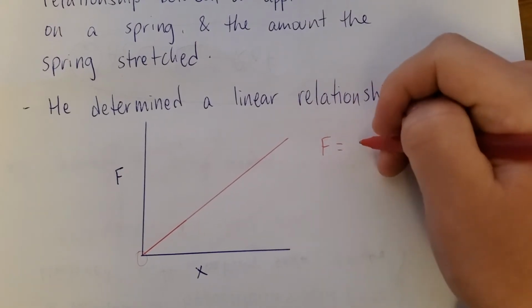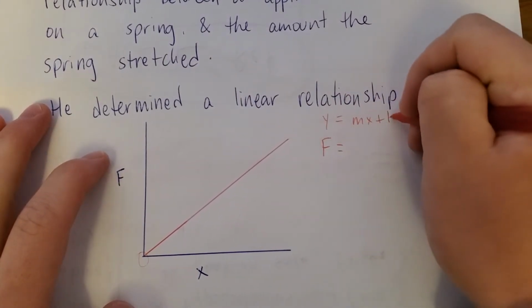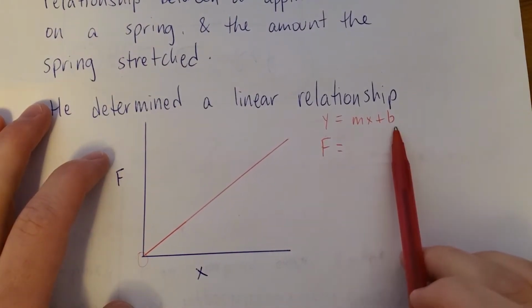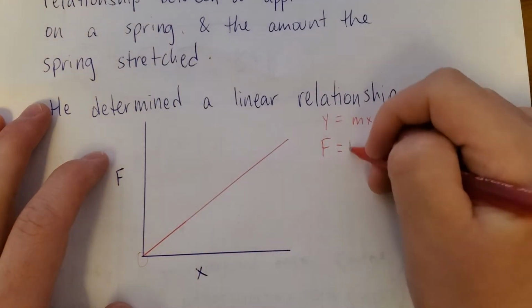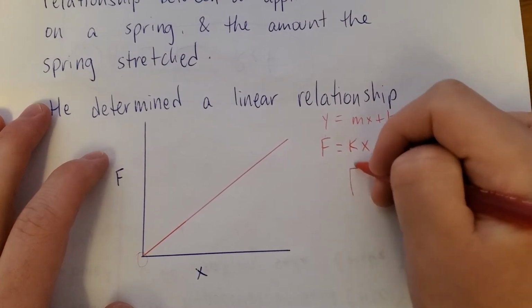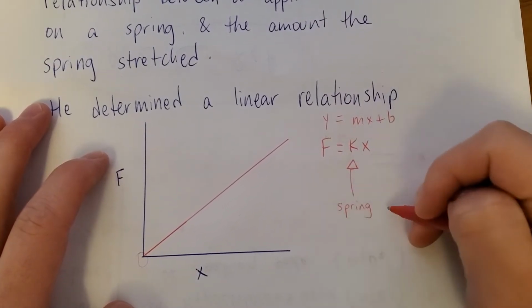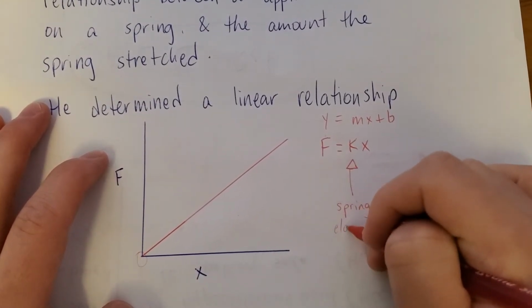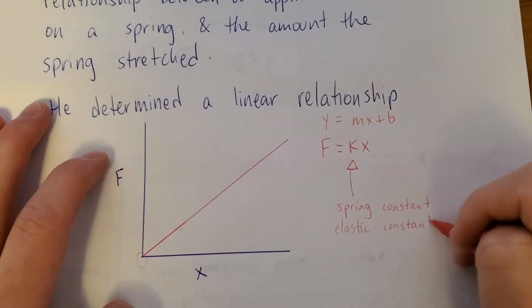The slope of this graph, I'll remind you about your grade 10 linear relations, y equals mx plus b, m's the slope, b's the y-intercept. We already know the y-intercept is 0 for all force displacement graphs of a spring. The slope of this graph is called k, and it's called the spring constant, or sometimes you might hear it called the elastic constant. Okay, and every spring has a different spring constant.